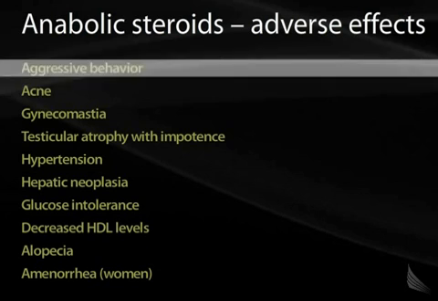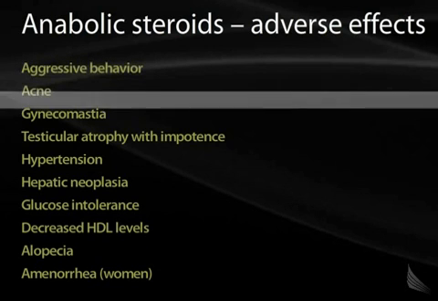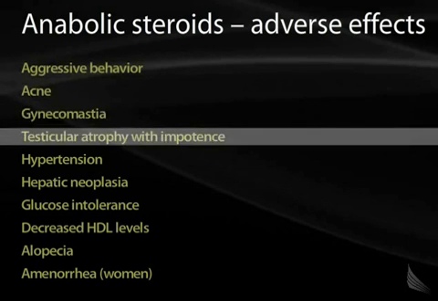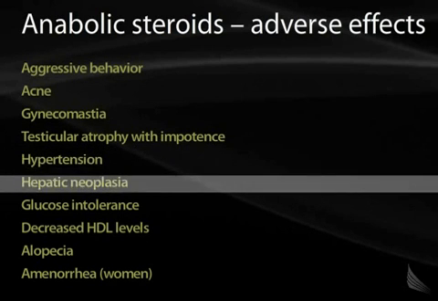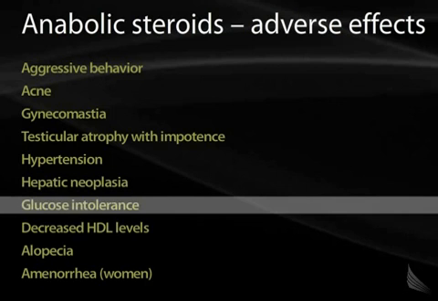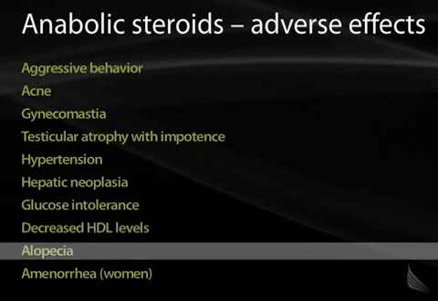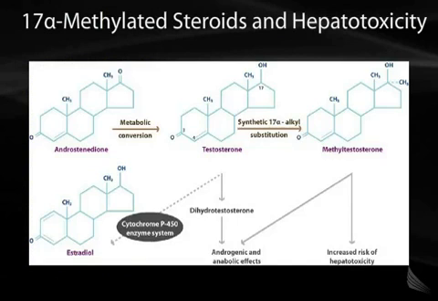These patients can exhibit aggressive behavior, acne, gynecomastia, testicular atrophy, hypertension. Hepatic cancers are sort of the idiopathic or idiosyncratic side effect from anabolic steroids. Glucose intolerance, decreased HDL levels, as well as alopecia and amenorrhea, especially in women.